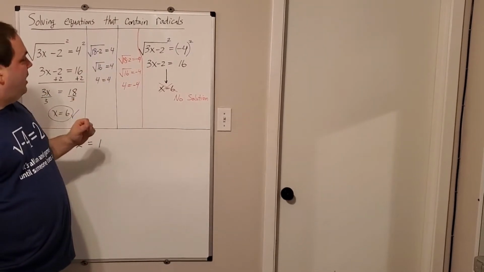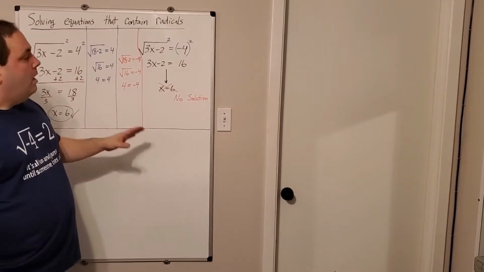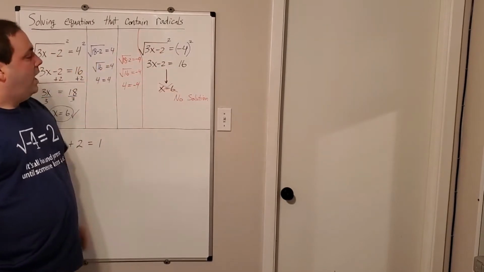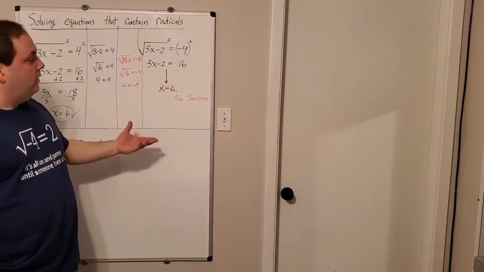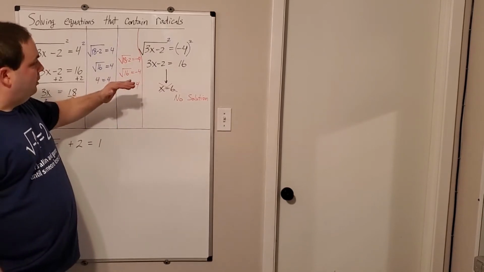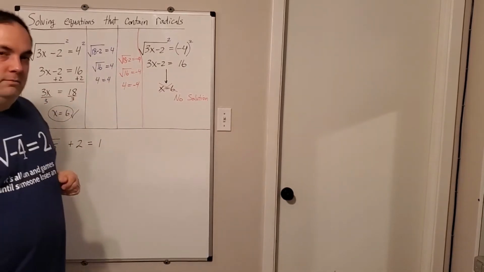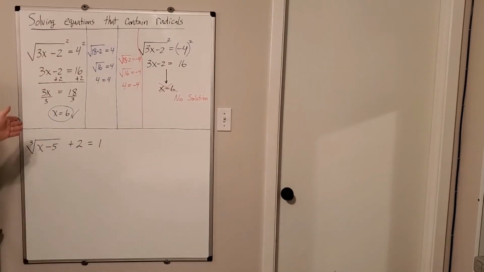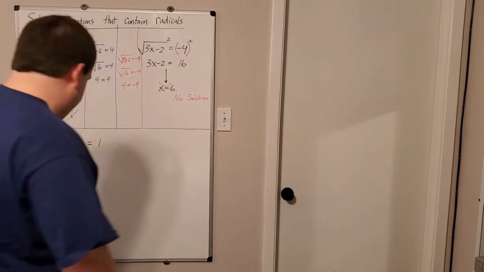Not because you may have gotten a step wrong somewhere in there, but because the solution that you've gotten to, no matter how correct it feels, does not actually act as a solution, right? Radical equations are must check. Okay? Let's do the next example down here.